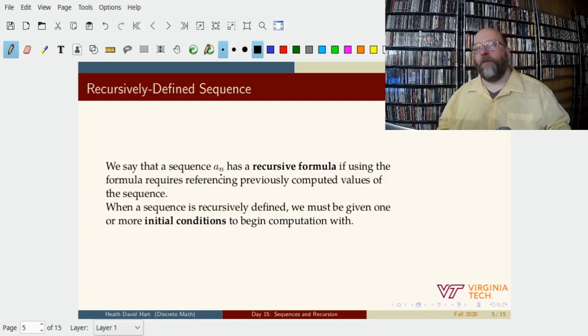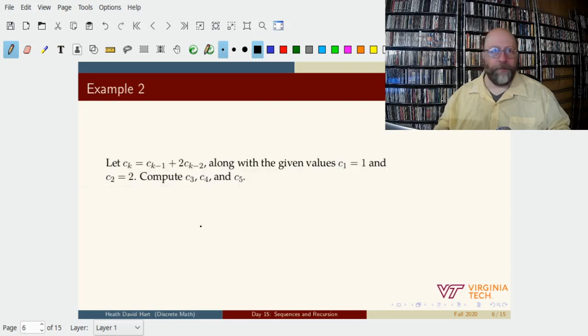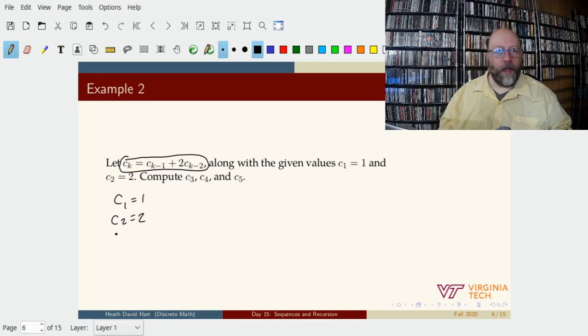We say that a sequence is recursive, has a recursive formula, if the formula requires referencing previously computed values of the sequence. And when that happens, we have to have some initial conditions to begin computation with. So here's a recursive formula. We're given these two values, C1 equals 1 and C2 equals 2. And the instructions say to compute C3, C4 and C5.